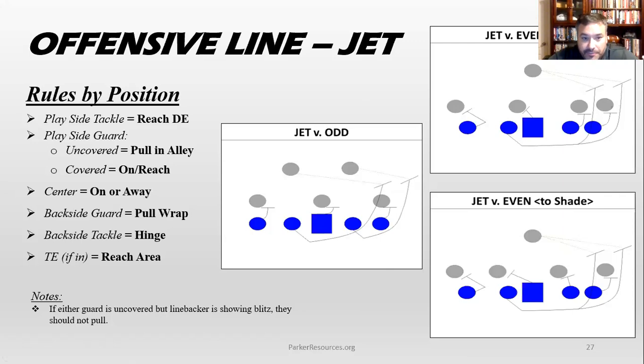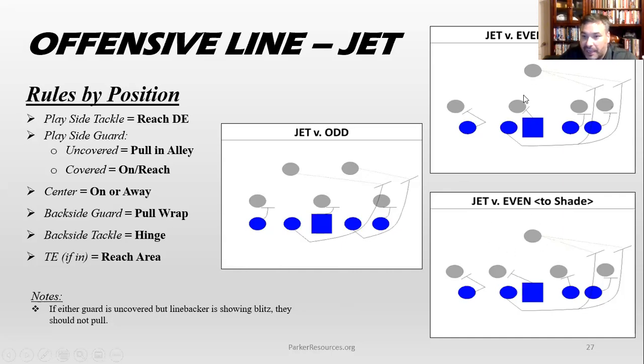not earth-shattering here. We're going to reach at tackle. We're going to reach at guard if he's covered. If he's uncovered, he's going to pull. The center's going to block on or away, which is a little different maybe than some people would do it, because I'll show you our even front stuff in a second. And the backside guard's going to wrap no matter what. The backside tackle's going to hinge no matter what. And if the tight end's in on either side, he's reaching his area. So here's basically the three looks we get on the fronts, okay?